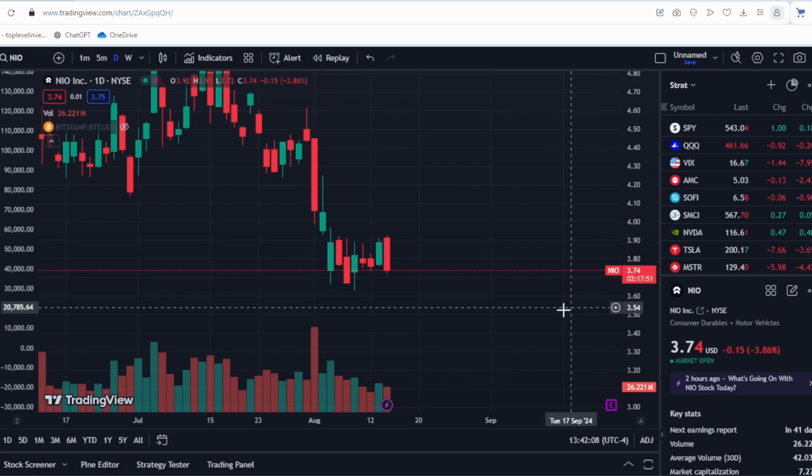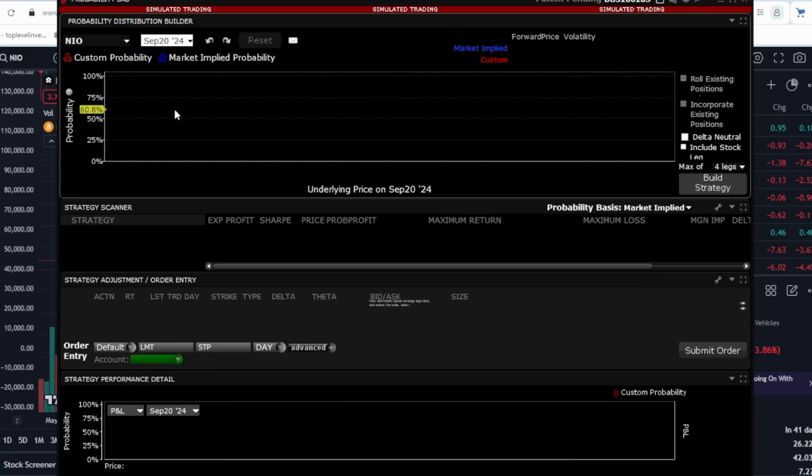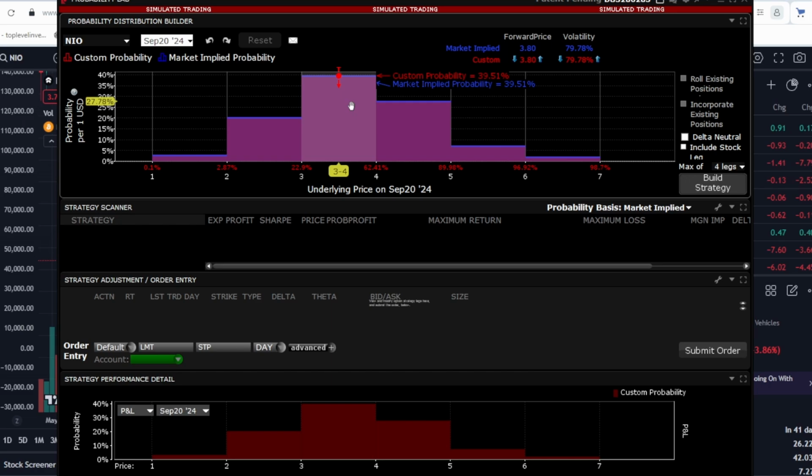Now, let's take a look at the market forecast. What's happening here? Let's start with September. As we can see, the market is pricing in a 40% chance that the stock will be worth between $3 and $4.